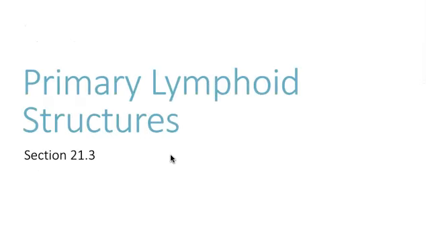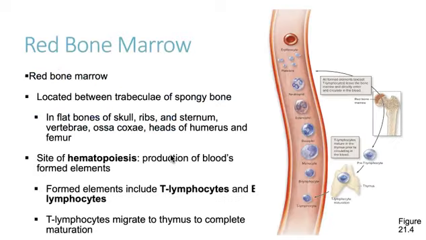Now let's go into section 3 where we're going to talk a little bit more in detail about our primary lymphoid structures. So first we'll start with the red bone marrow. This is going to be located between the trabeculae of the spongy bone. That would include our skull, the ribs, our sternum, our vertebrae, our os coxa or our hip bones, and the heads of the humerus and femur. And these will serve as sites of hematopoiesis.